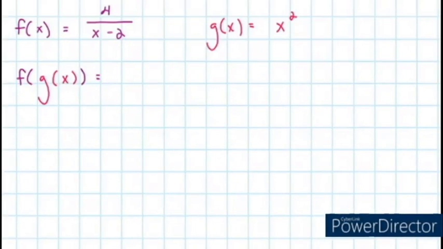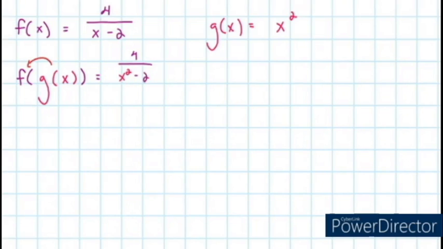Now let's look at finding the domain and range of the composition of functions. In this case, we're finding f of g of x, so that would be plugging g of x into f of x. The function f of x is 4 over x minus 2, so that would be 4 over x, and we're replacing it with g of x, so that would be 4 over x squared minus 2.